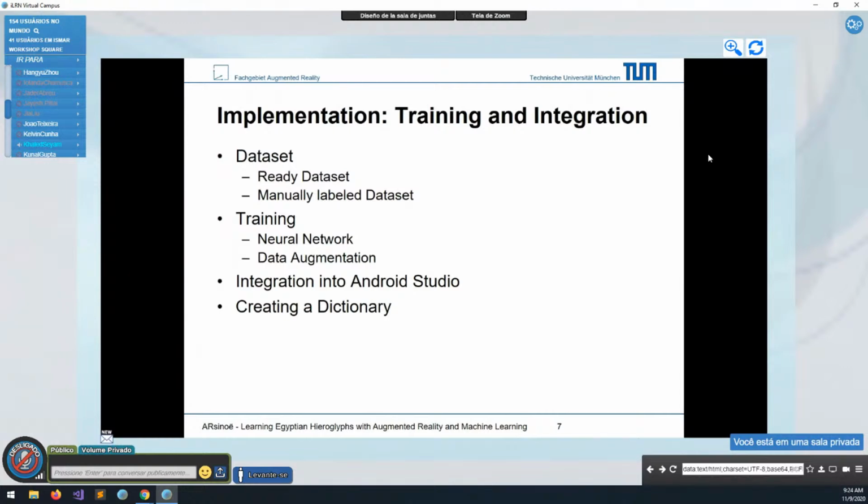And also augmentation was done to vary some colors to give the images some variation. And this was integrated into Android Studio. Could you please show the image next?